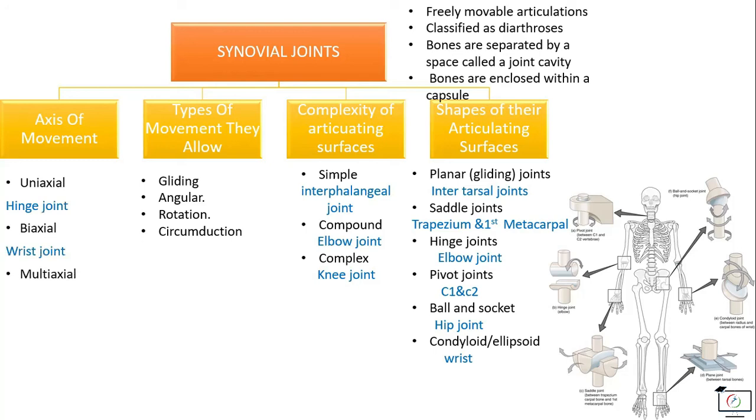According to the axis of movement, there is uniaxial, biaxial and multiaxial. In uniaxial, the movement occurs in one axis. The example is the elbow joint. Only flexion and extension occur at an elbow joint. The biaxial is the movement that occurs in two axes. The example is the wrist joint, at which flexion, extension, ulnar deviation and radial deviation occur. The multiaxial joint is the joint at which movement occurs in more than two axes. The example is the shoulder joint or the hip joint, allowing circumduction.